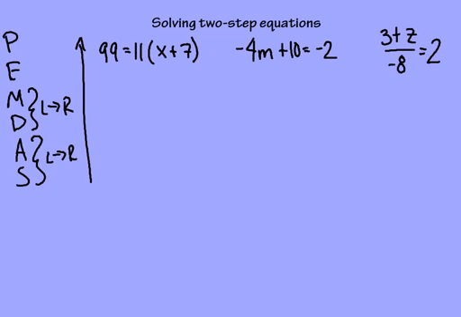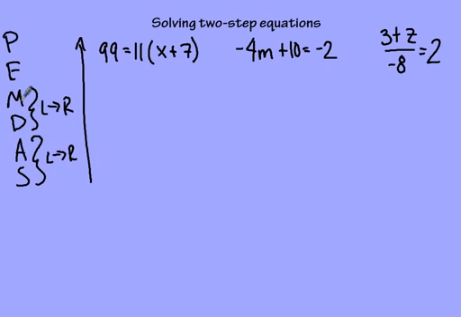Alright, let's take a look at 3 more examples here. In this first example, I have 99 is equal to 11 times x plus 7, which is in parentheses. Which is pretty important because although I do have addition here, it's inside parentheses. So we're going to take care of parentheses at the very, very end. All right. So the first thing we're going to run into is we have addition, but it's in parentheses. We're going to hold off.